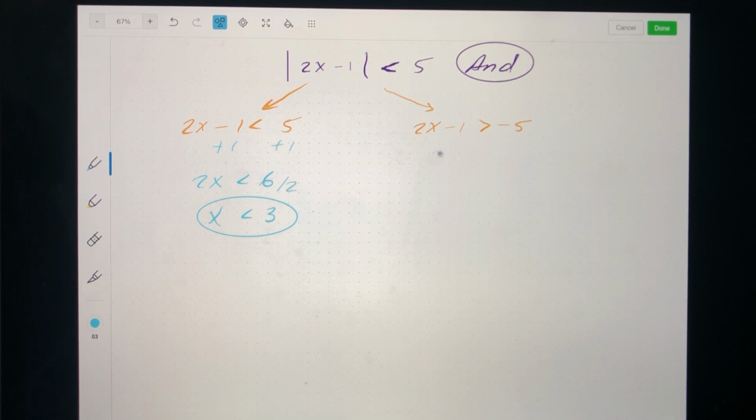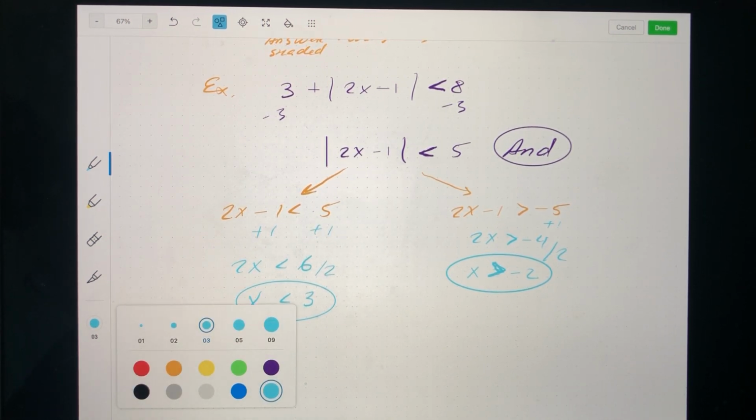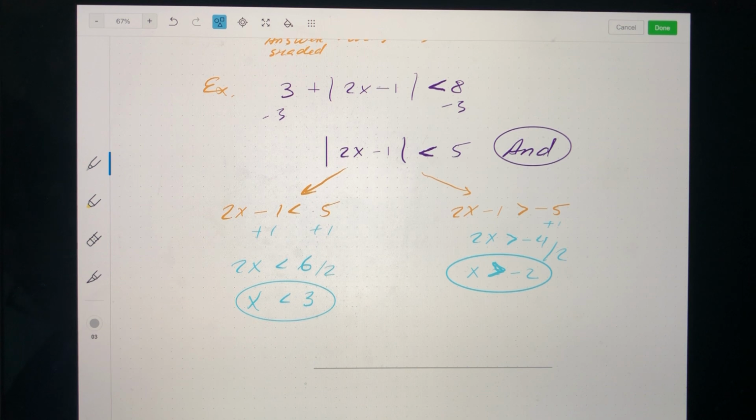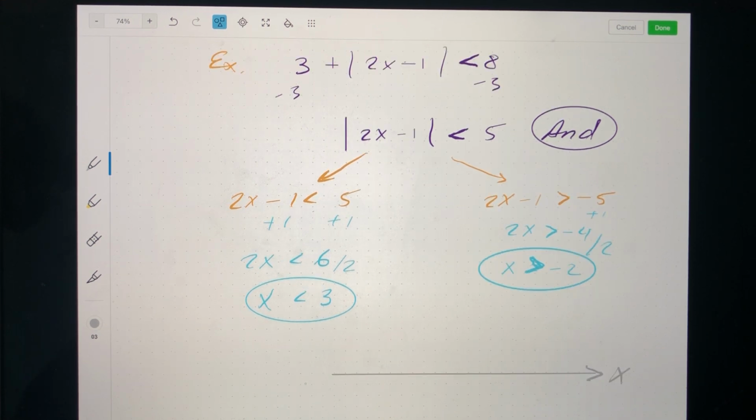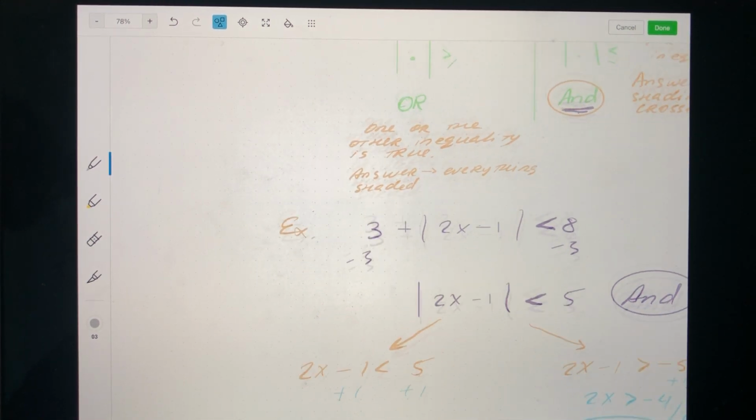The second half, we repeat the same process, adding 1 to both sides. That makes greater than -4, dividing both sides by 2 makes x greater than -2, and that's our second half. Now on the same coordinate axis, on the same sketch, let's plot both of these and see what it tells us. So here are the x-axes, and what does our answer tell us?